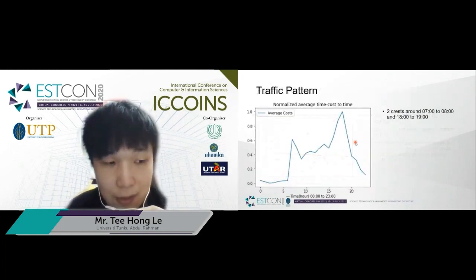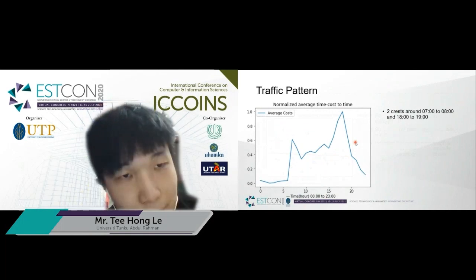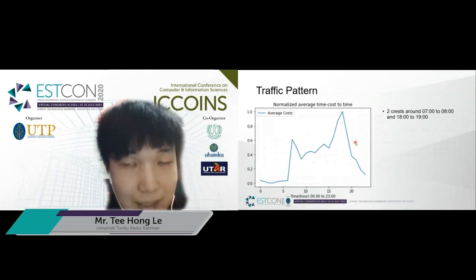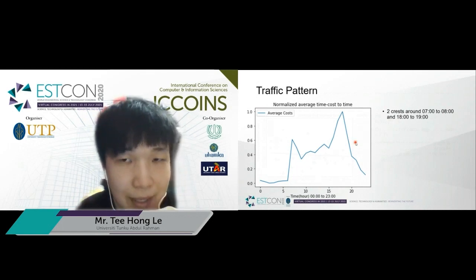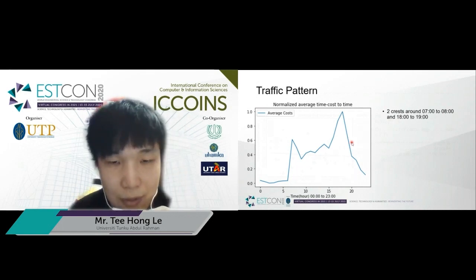By referring to the collected traffic data, a traffic pattern can be found and proven, in which there are two crests around 7 a.m. to 8 a.m. and 6 p.m. to 7 p.m.